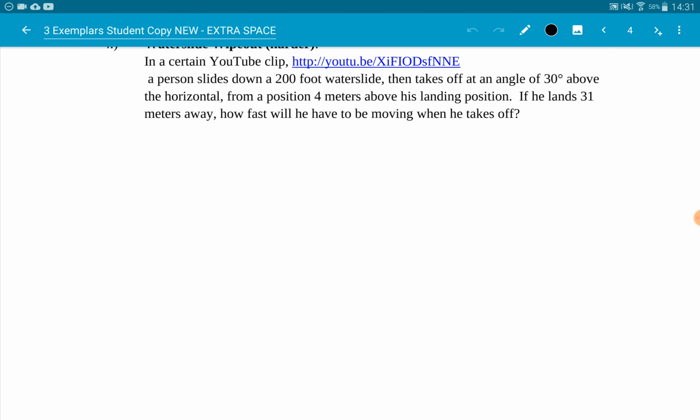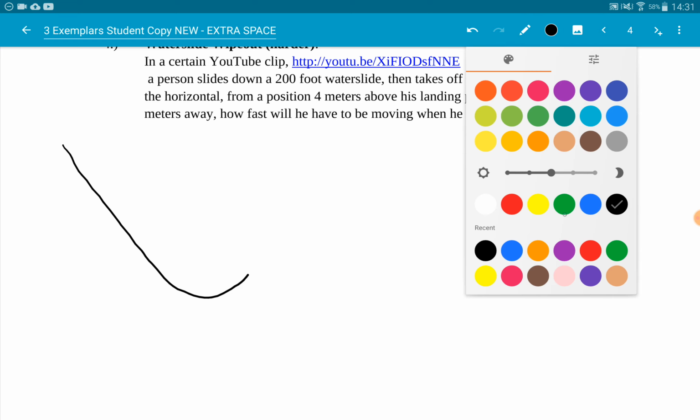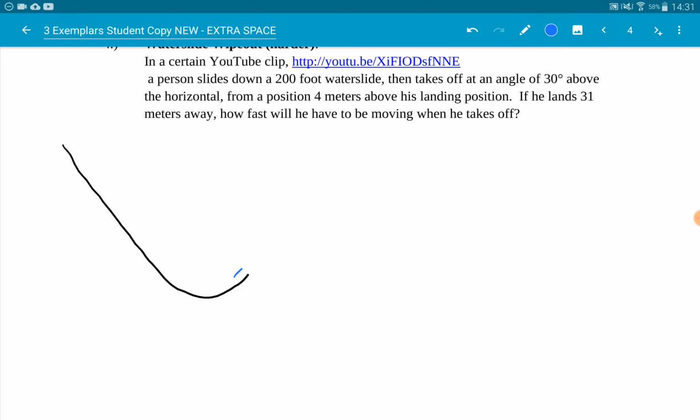They slide down a 200-foot water slide, and it takes off at an angle 30 degrees above, so it looks kind of like the last problem. That's probably steeper than 30 degrees, but that's okay. We know that the velocity here is going to look like this. This is my original velocity, and we don't know what that is. Whatever it is, there would be component vectors for that, so I'll just do all of the things that normally help me.